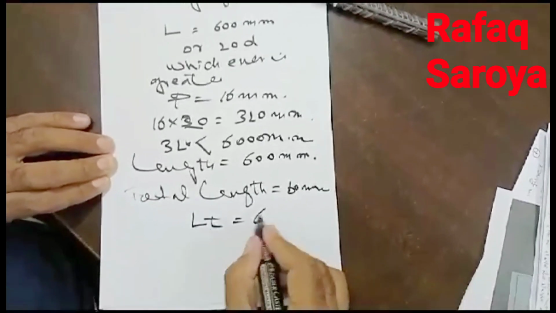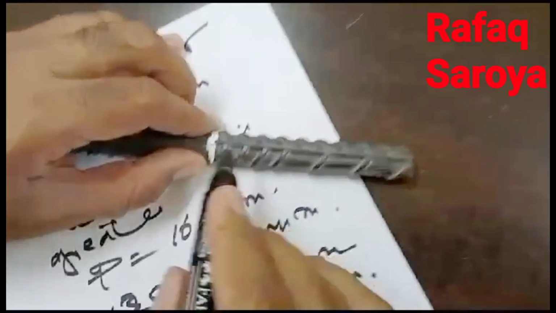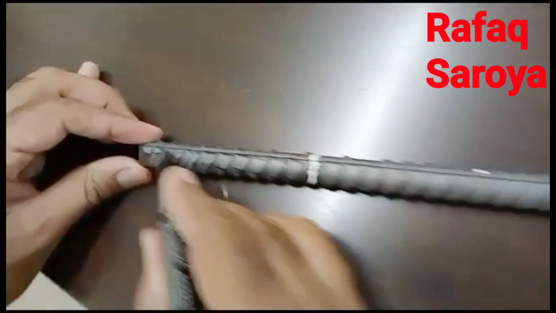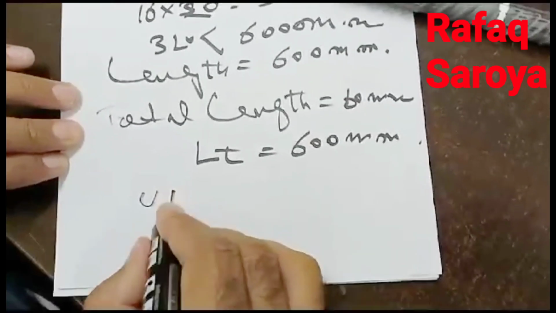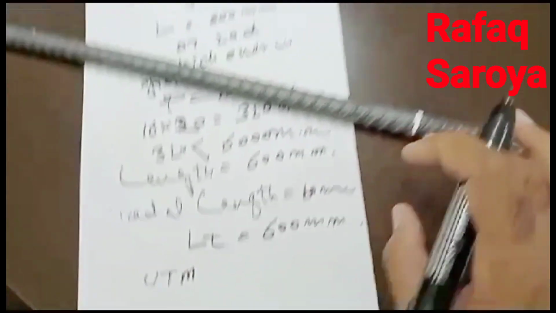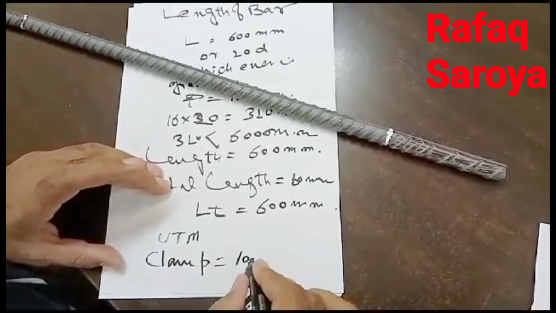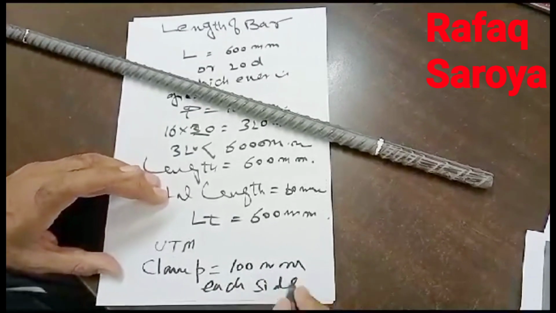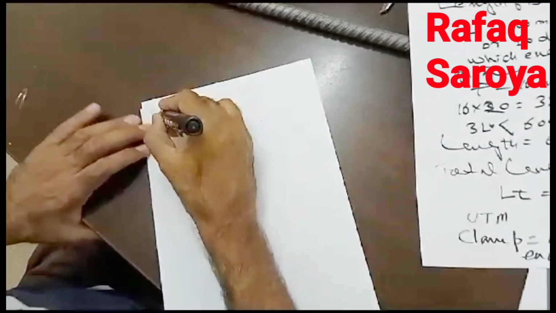LT can also be represented by this 600 mm. Now another thing. You see this portion of the bar, it is 10 mm, and on this side also this portion of the bar is marked 10 mm. In the universal testing machine, in order to clamp the bar, 100 mm on each side is used. So 100 mm on this side and 100 mm on this side. And then we will see what the remaining length is.